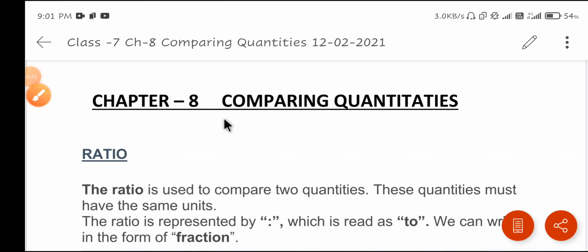So today we will see our chapter 8, that is comparing quantities. Comparing quantities is related to ratio and proportion, which we have already learnt in class 6 also. So what is ratio?